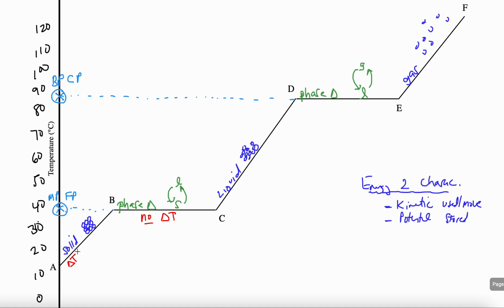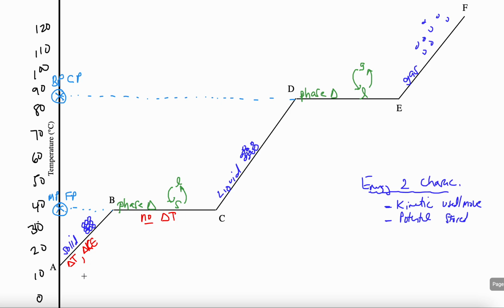characteristics. So temperature, we learn to associate it with the average kinetic energy, the average movement of the particles. So if you have a change in the temperature, then there is going to be a change in the average movement of all the particles. So we have a change in the kinetic energy. Wherever there's a delta T occurring, we understand there's a change in the kinetic nature of the sample.